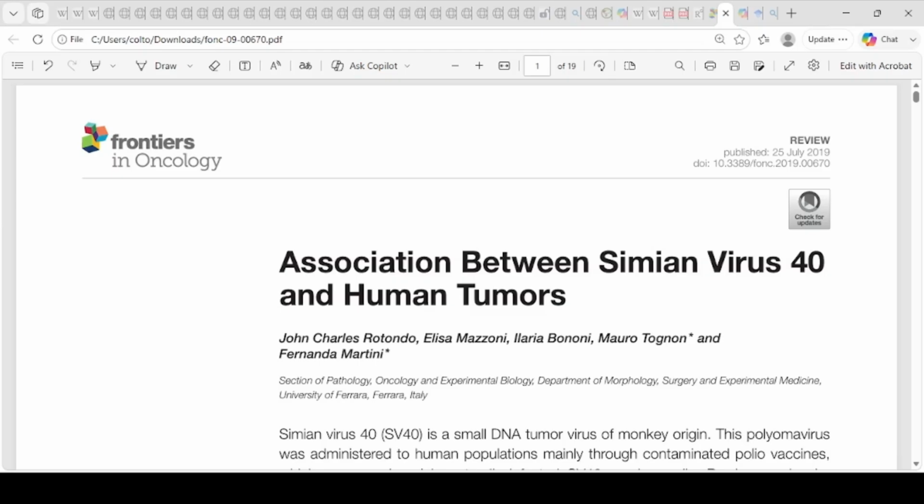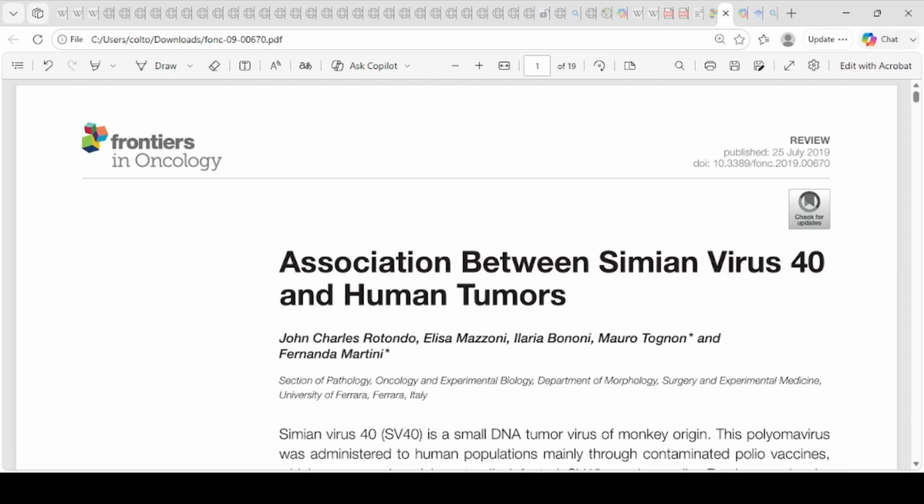Today, we're going to talk about this paper called Association Between Simian Virus 40 and Human Tumors. So it's about this virus, Simian virus 40, which might cause cancer in humans. Now, the reason this matters is because Simian virus 40 doesn't exist naturally in human populations. Instead, it was accidentally introduced to humans through contaminated vaccines.